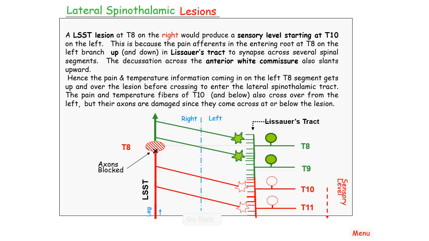the opposite side all the way down to T9, whereas they would have a loss of pain and temperature on the opposite side below T10 because fibers that are coming into T10, although they might have traveled up a segment or two, would be blocked when they got over to the lesion at T8.